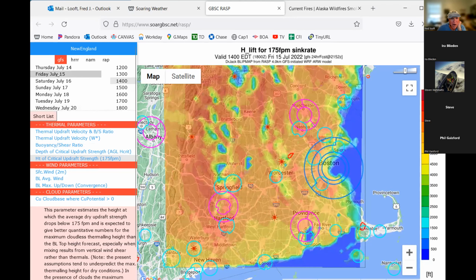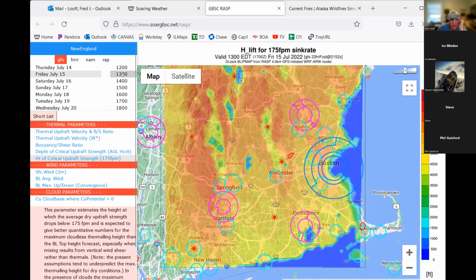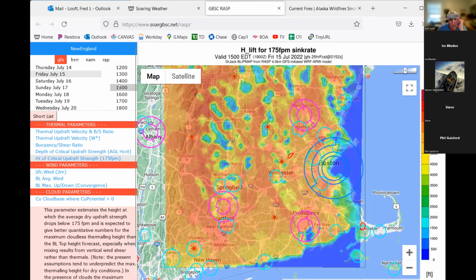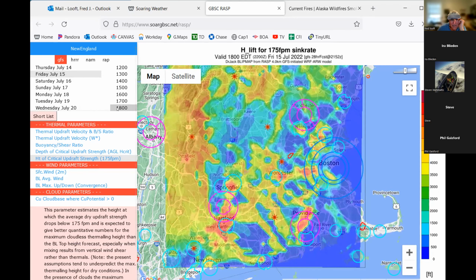So let's go back to Friday. Friday at noon, weak thermals, but probably workable to maybe 3,500 to 4,500 feet. That to me says good enough. 1 o'clock, okay. 2 o'clock, starting to get more holes. 3 o'clock, a lot more holes. And then as you progress to 4 o'clock or 5 o'clock, it gets quite a bit worse.